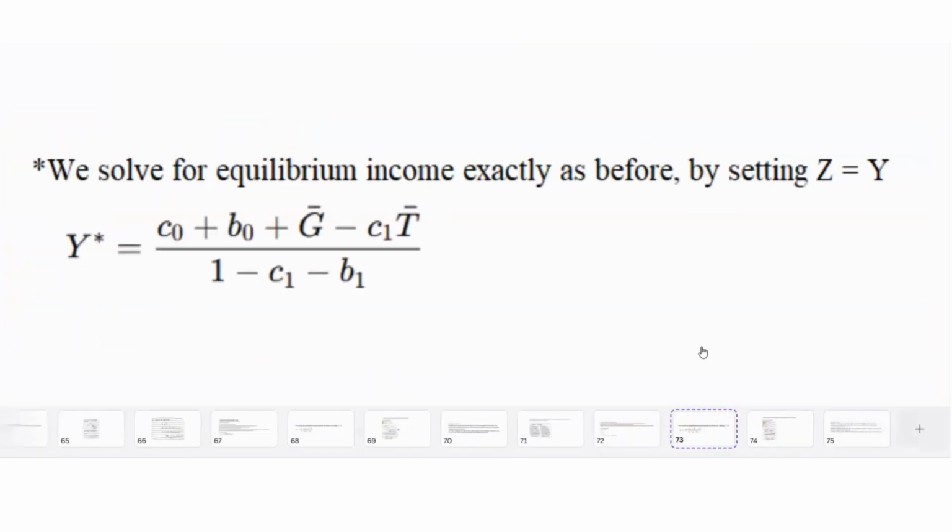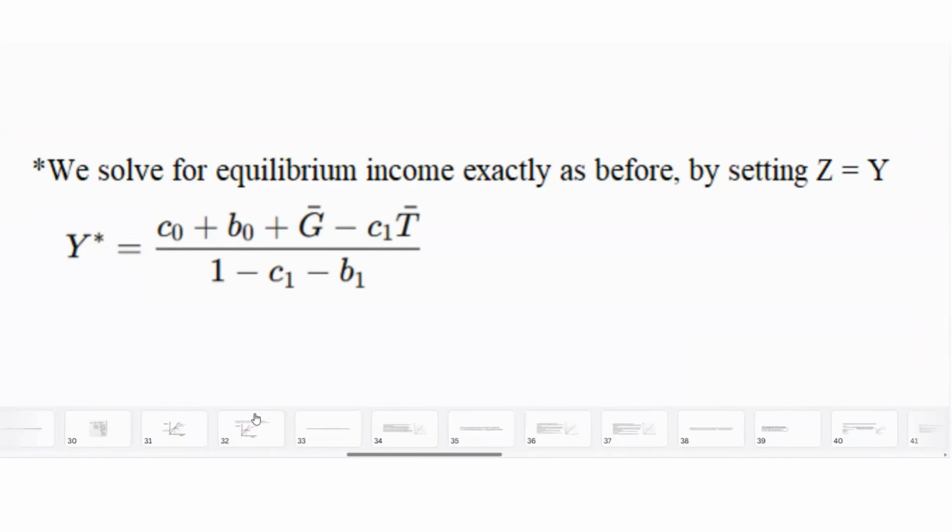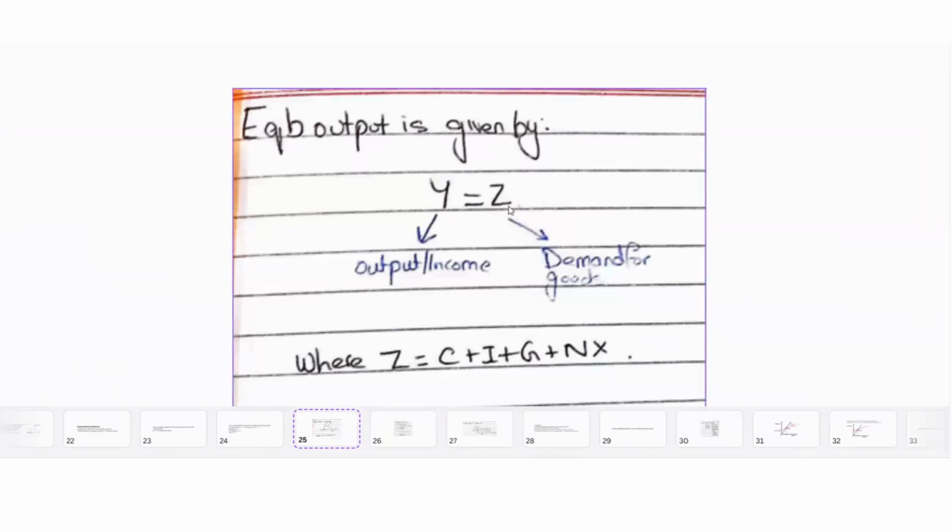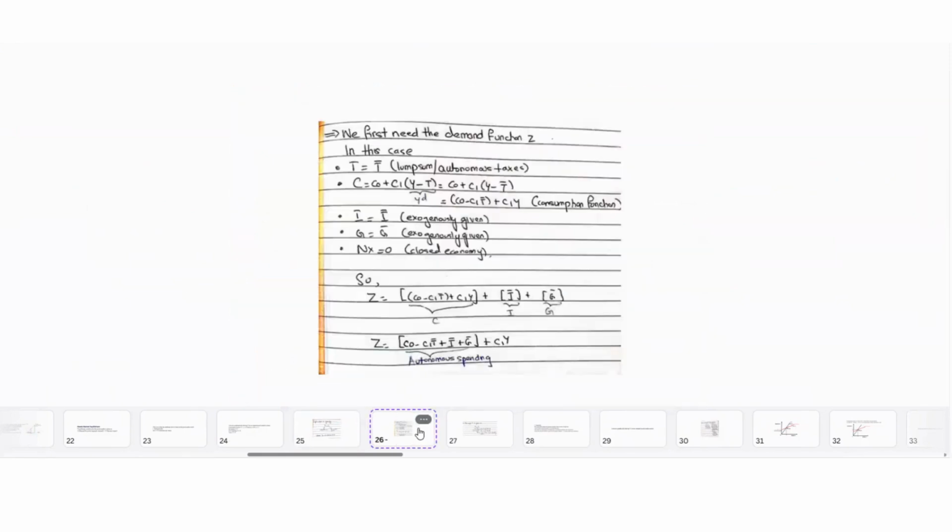So now we can solve for equilibrium income exactly as before by setting Z equal to Y. So the process is the same. You find your demand schedule, Z, which is C plus I plus G, and X is 0 in a closed economy. And then you just set it equal to Y and solve for equilibrium income here. We did this previously also. If you just go back, equilibrium output is where Y equals Z, C plus I plus G plus NX.